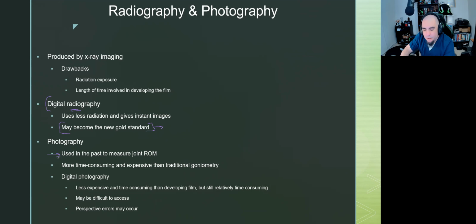Photography used to be another one that we used a lot in the past to measure range of motion. It is time consuming. But lately, what I've been seeing sometimes is we do traditional goniometry and then take a picture of that traditional goniometry and put it in the patient's chart. So if I'm measuring a patient for shoulder flexion, I may be the one putting the goniometer on the patient and have somebody in the clinic snap a picture once I have the patient in total shoulder flexion and upload that to the patient's chart.